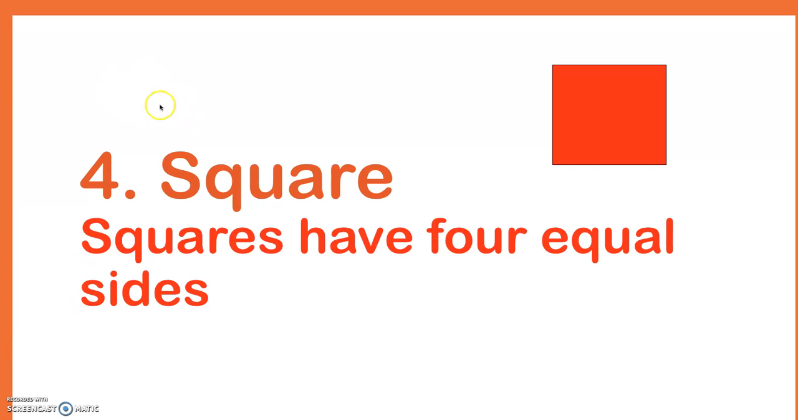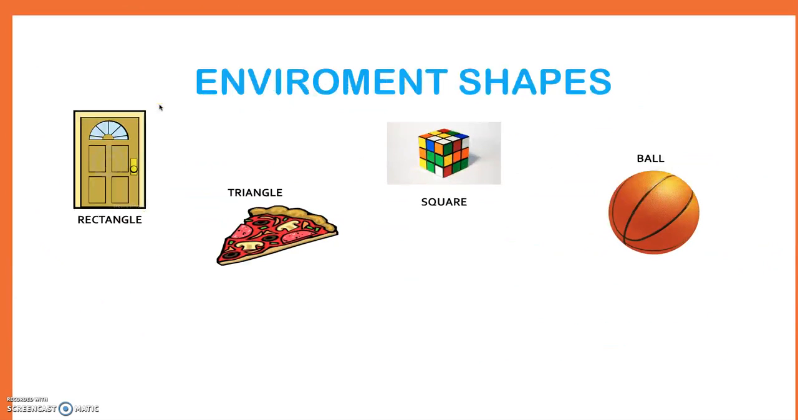Now we're going to move on to our next slide, where we are going to see what is in our environment that looks like the shapes that we just discussed. Environment shapes. Oh, this is going to be great. Let's look at the first environmental shape that we see on our slide. It's a rectangle shape. The thing that you see on the slide that is the shape of a rectangle is a door. Every door is the shape of a rectangle.